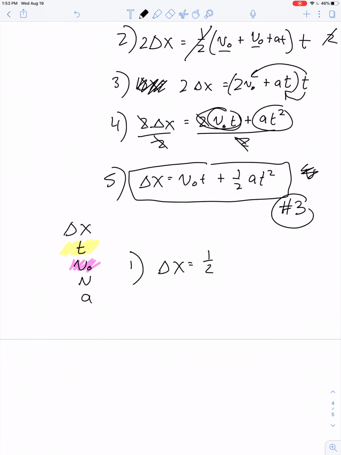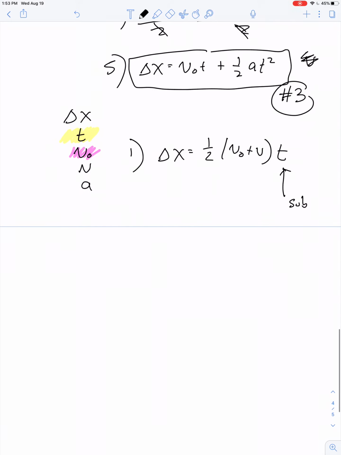Delta x equals 1/2 (v naught plus v) times t. But this time, instead of substituting for v, let's find a way to substitute for t. Well, we can do that also by going back to our equation that describes the definition of acceleration. Acceleration is equal to change in velocity divided by time. So let me cross multiply. Multiply both sides of the equation by t, and then divide both sides by a.